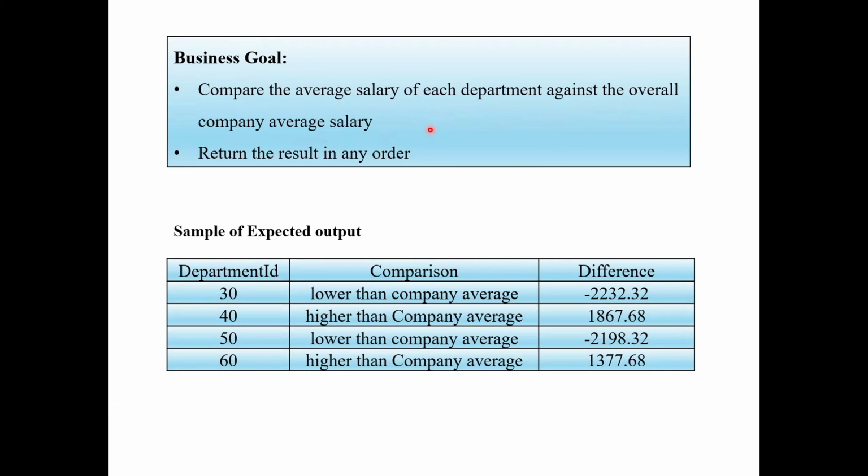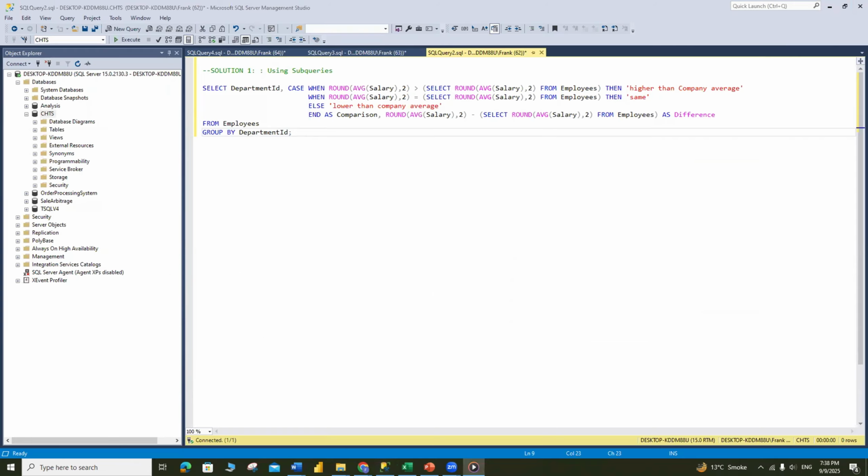And finally, we want to display department ID, comparison whether the department's salary is higher, lower, or same compared to company average, and difference, how much higher or lower the department average is. The sample of the output should look like this. Now let's see the solutions in SQL Server Management Studio.